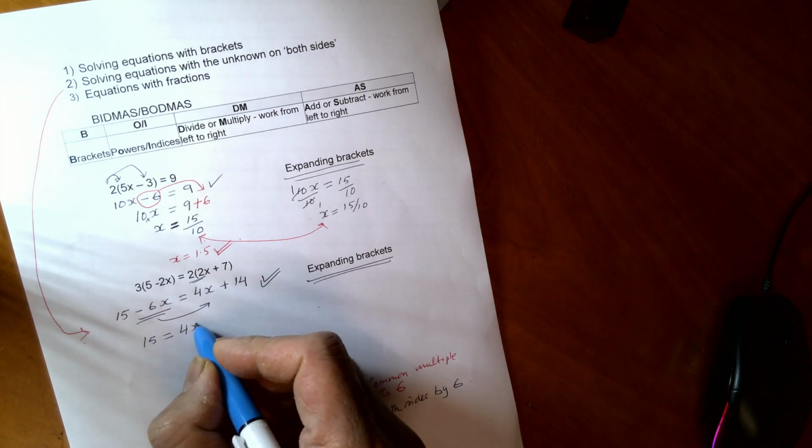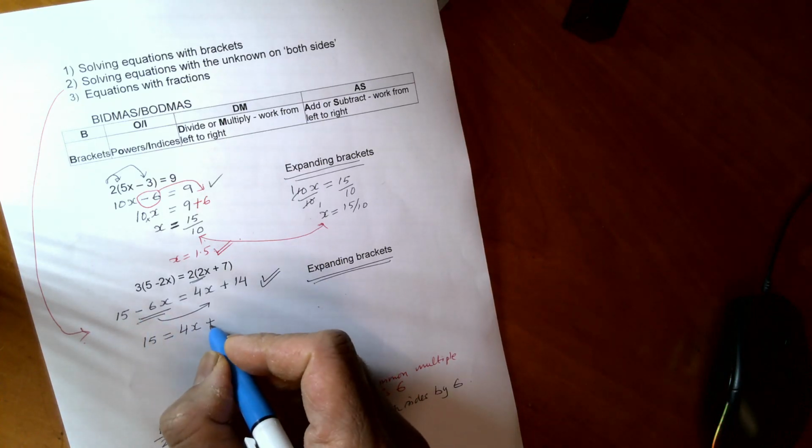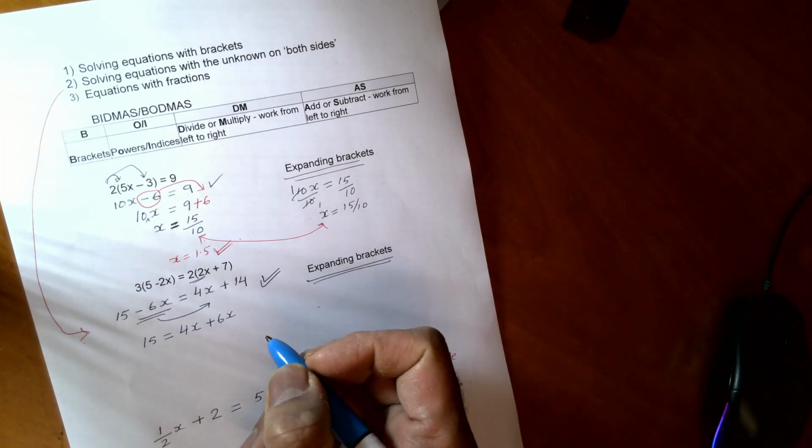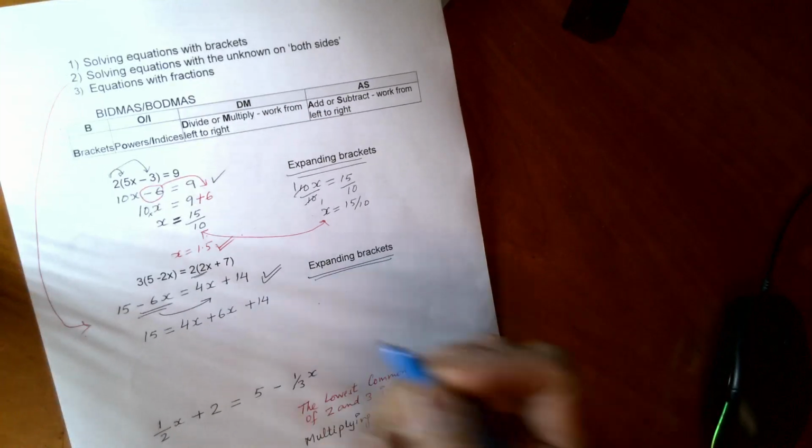You got 4x here. You take this other side. As I said, when you take this other side, this minus sign will be plus 6x. And then you have another plus 14.